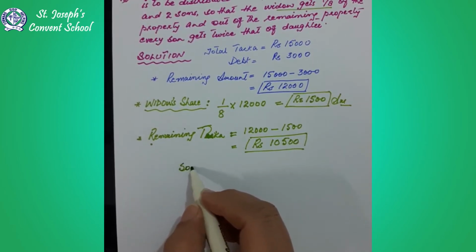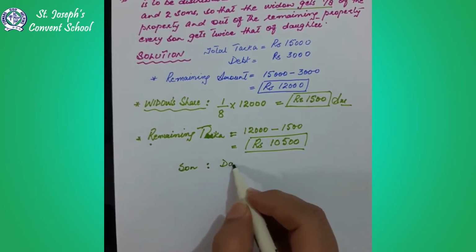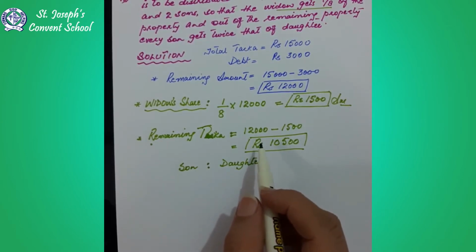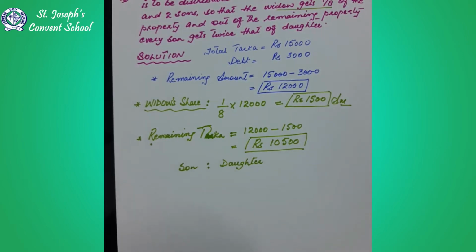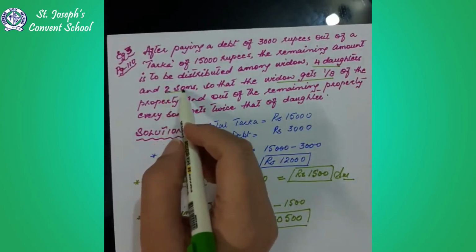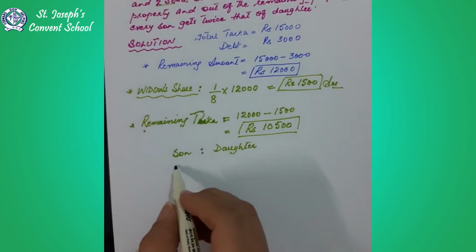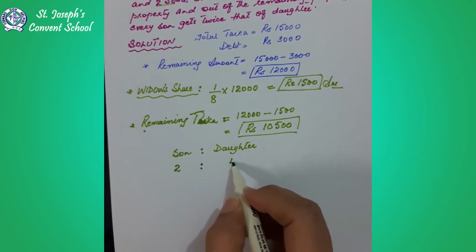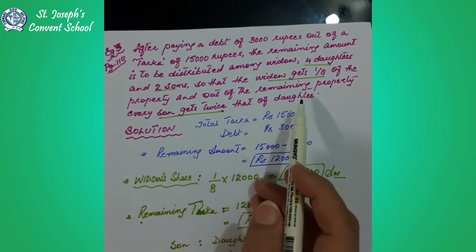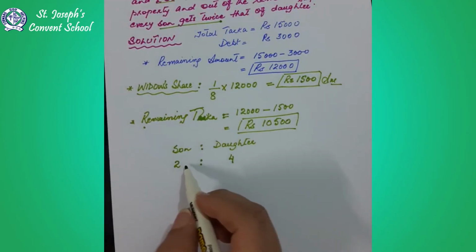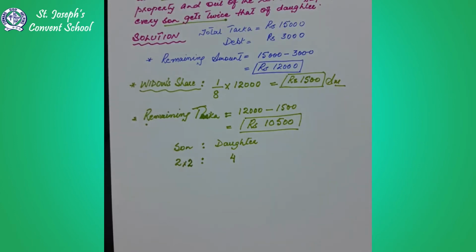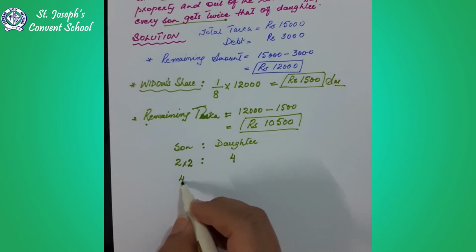So again you will write the ratio of son is to daughter. Now in the question it is mentioned that there are 4 daughters and 2 sons. So we write here 2 sons and 4 daughters. Now in the question it is mentioned son gets twice that of daughter. So son's share is double. So we will multiply it by 2. Why? Because son's share it is written it is twice than the daughter's share. So it means that it is now 4 is to 4.